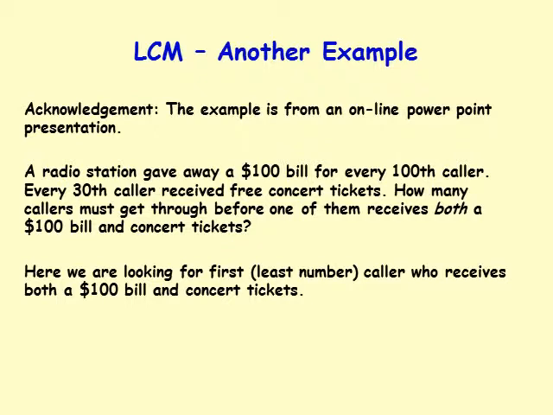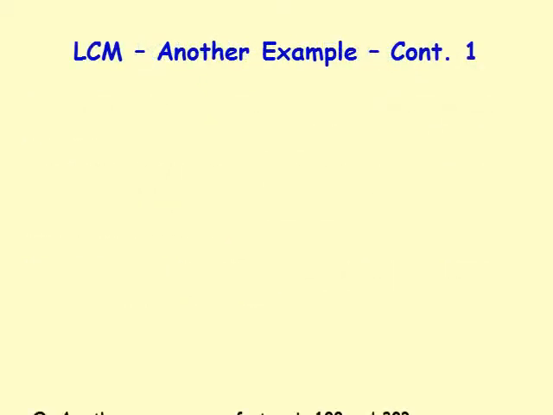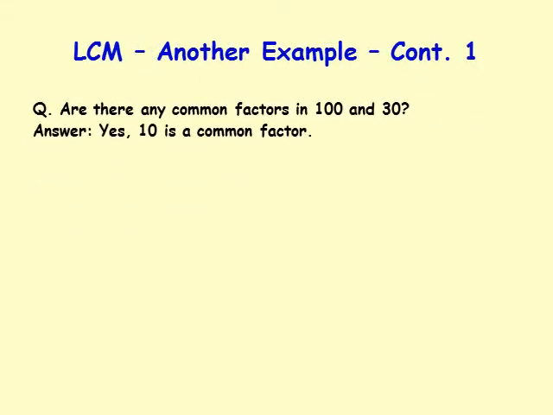Let's continue from here. So first thing we're looking for, are there any common factors in 100 and 30? Okay. So we're looking for the LCM of 100 and 30, and we know that we need to get all the factors, common and not so common factors. Okay. Yes, 10 is a common factor.